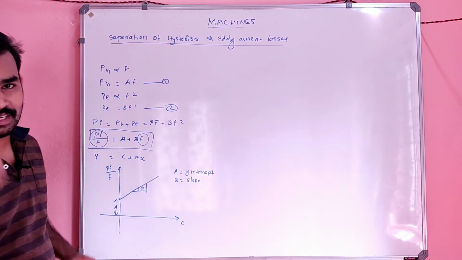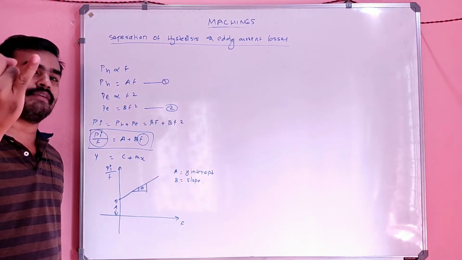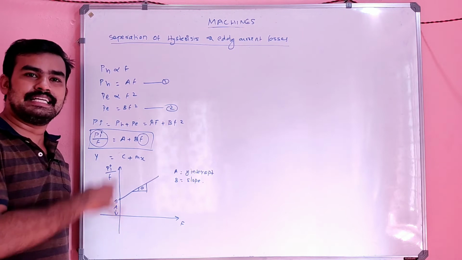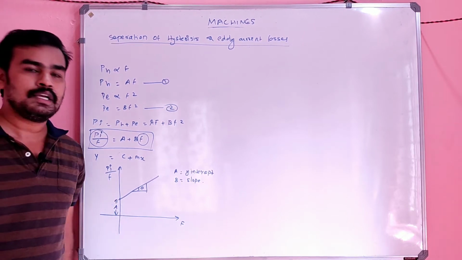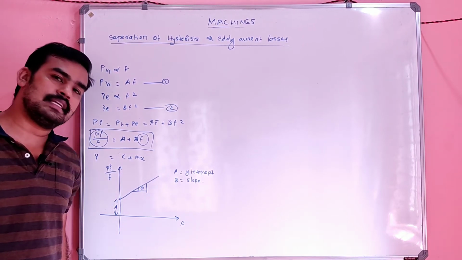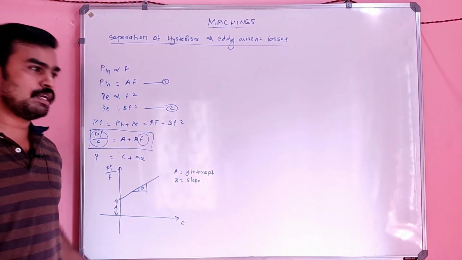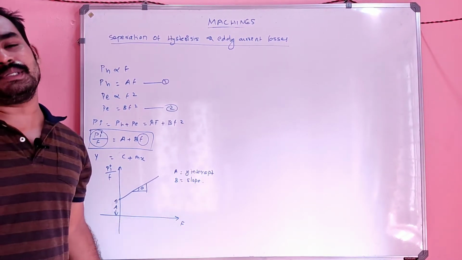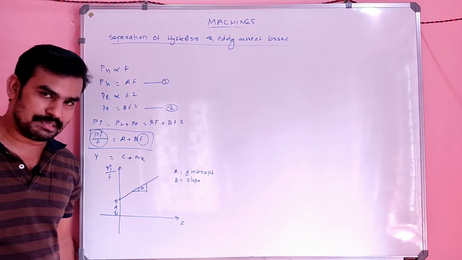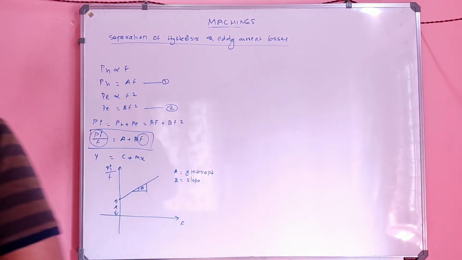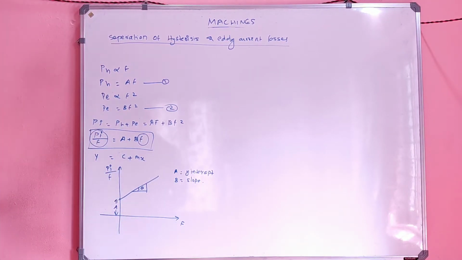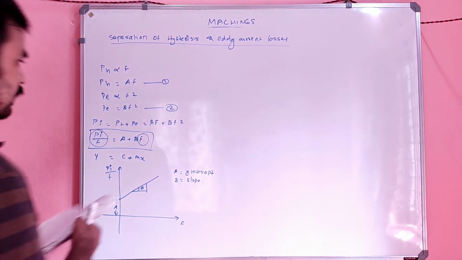Simply draw the graph between these two, and the slope will give the value B, and the y-intercept will give the value of A. So if you know the value of A and B, then it is very easy to find the iron losses at any frequency, or core loss at any frequency. That is how we have to separate the iron loss into hysteresis loss and eddy current loss.